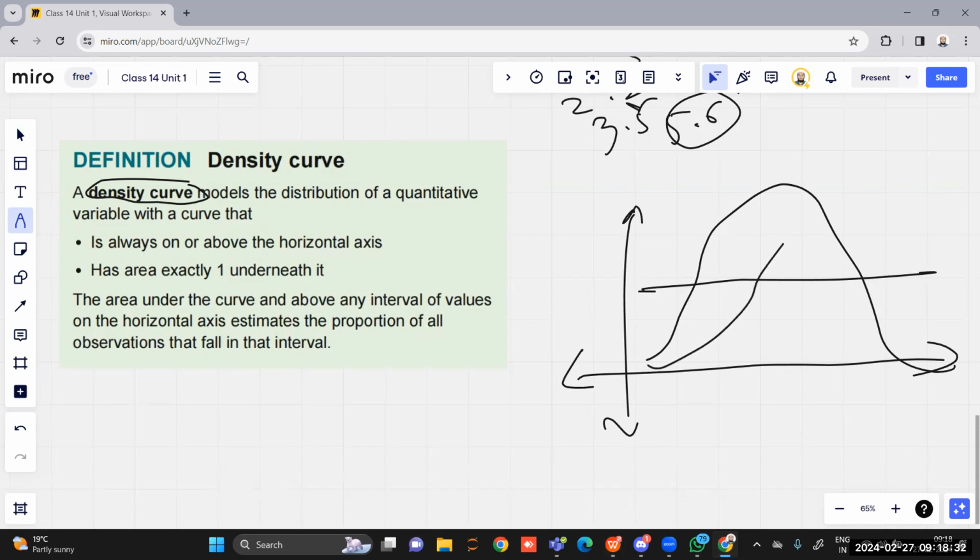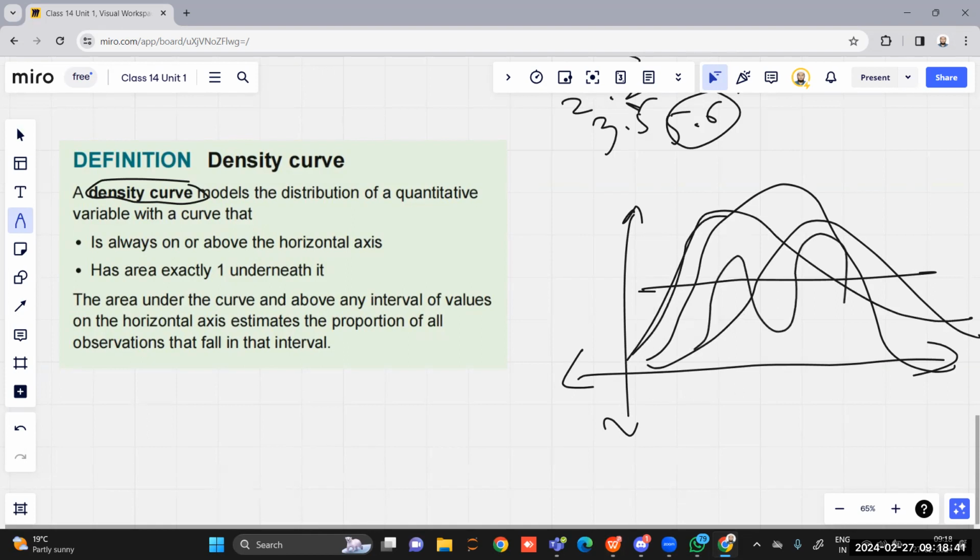It can be a left skewed curve, skewed to the left, or a right skewed curve, skewed to the right. It can be any general curve. It can be like this also. This curve also has an area of exactly one underneath.